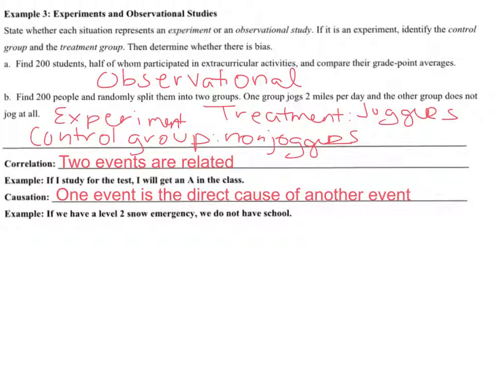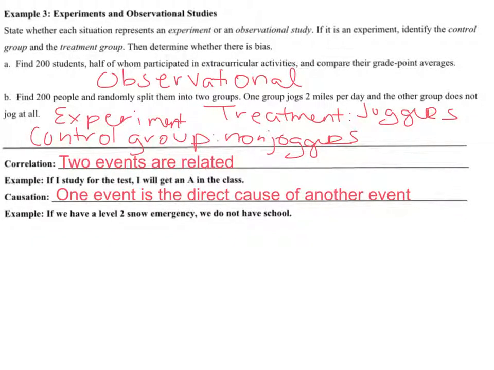So looking at the next example, we're going to be talking about correlation and causation. So when two things are correlated, that just means they're going to be related, and you can actually relate anything that you want. So if I study for the test, I will get an A on the test. Whereas causation, it's where one event is the direct cause of another event. So our example is if we have a level 2 snow emergency, we do not have school.